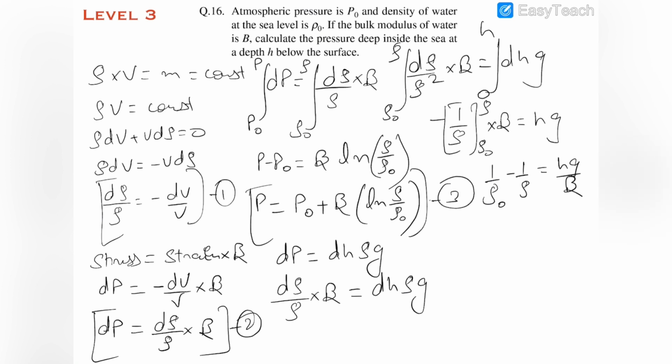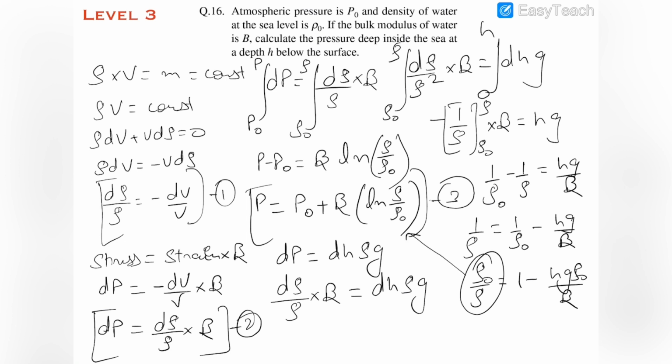This is 1 by rho, because I have utilized this minus and I have inverted the limits. So this is 1 by rho is equal to 1 by rho naught minus hg by beta. So I can say that rho naught by rho is equal to 1 minus hg rho naught by bulk modulus. Okay, now we can use this fact in this equation.